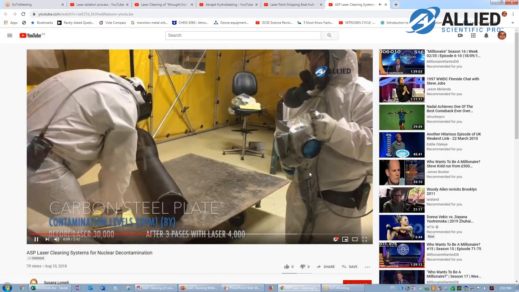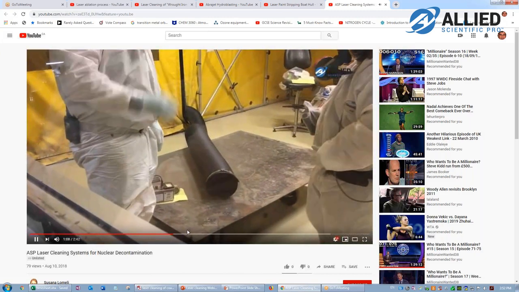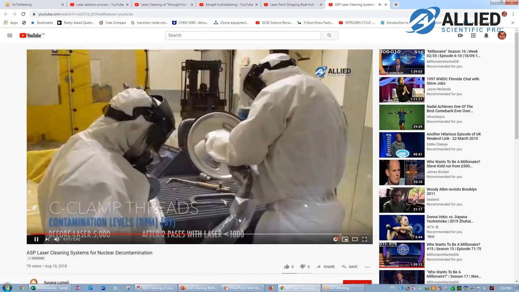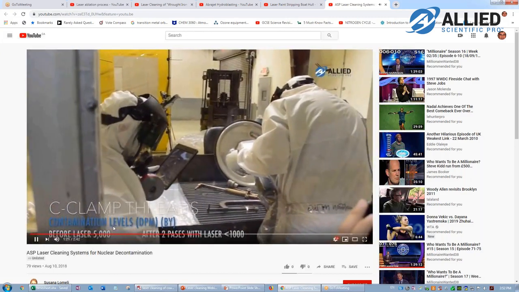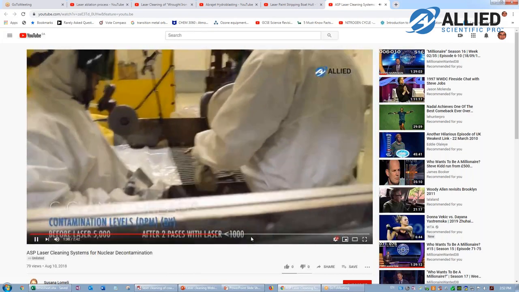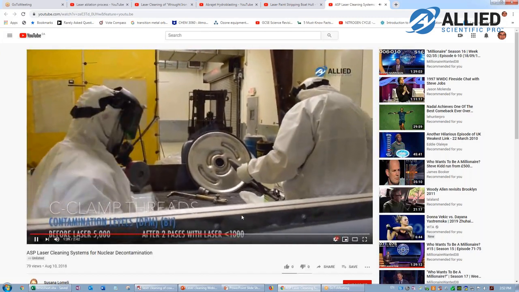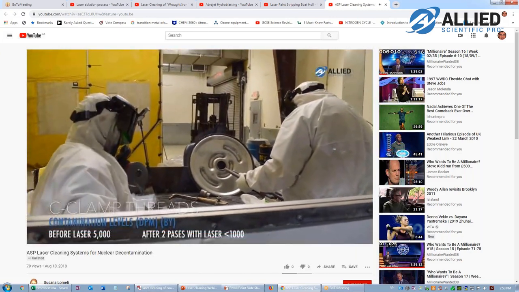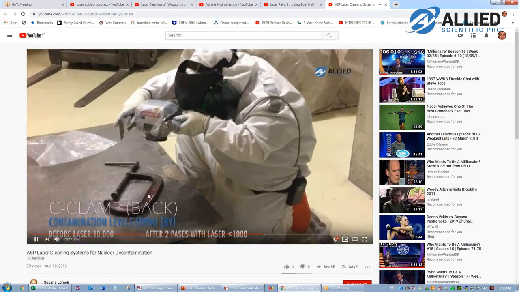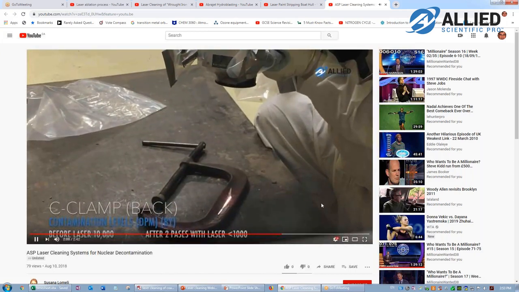Here you could see the laser, the optical lens of the laser. In this case, you're seeing a C-clamp being cleaned. After two passes, the contamination went below 1,000. C-clamp again. Before the laser, it was 10,000 dpm. After the laser, it was reduced to 1,000 dpm, which is in the safe level.